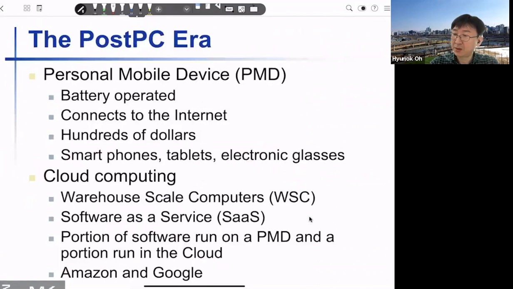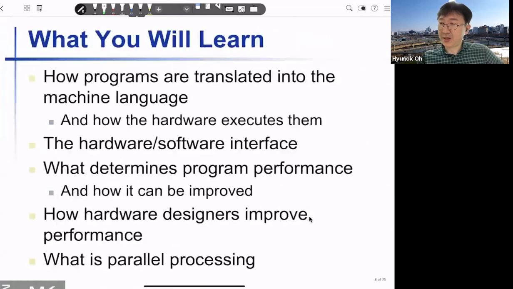Here maybe you are familiar with some terminology like cloud systems, right? Cloud systems like Google Drive or some Amazon service, or the Microsoft Azure system. So they are providing some service using server systems.